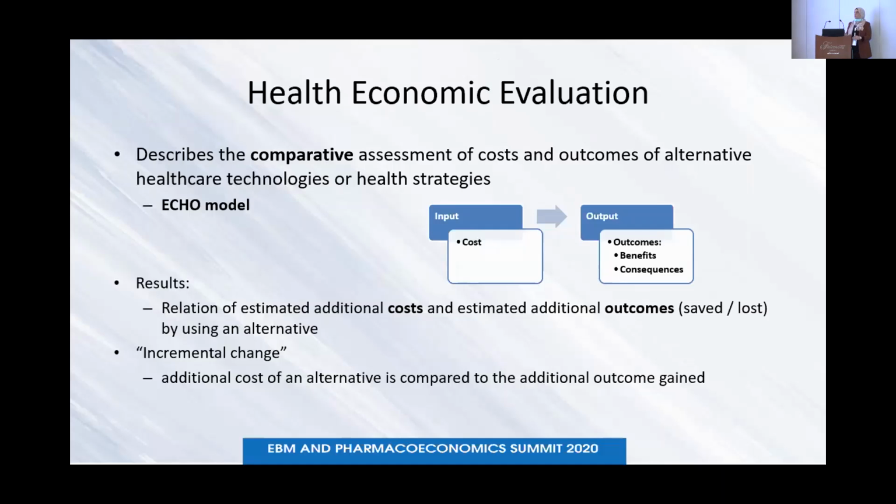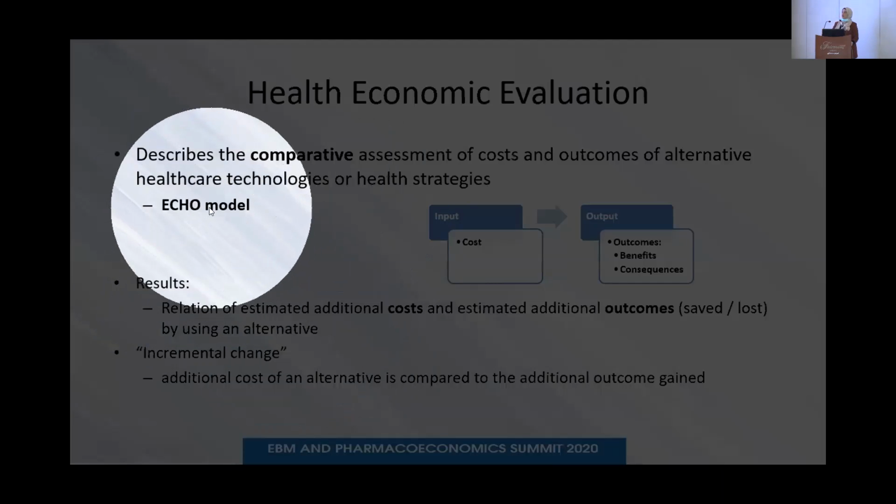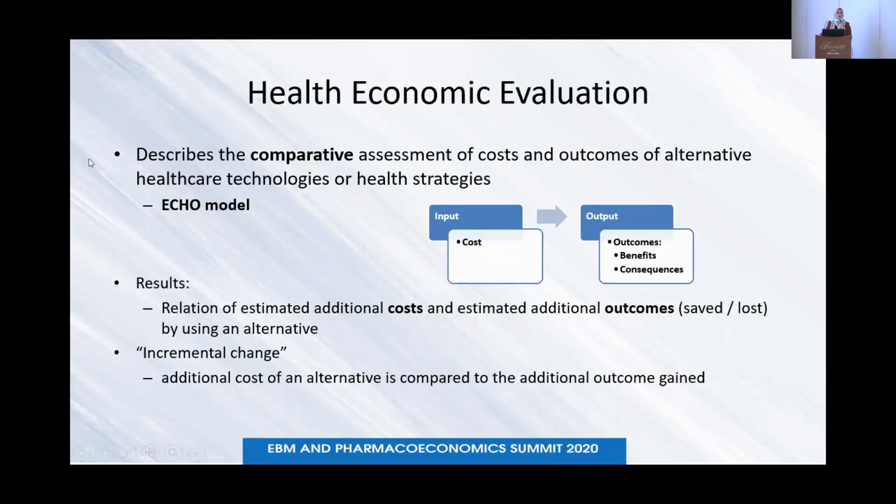In evaluation, we always try to describe the comparative assessment between costs and outcomes. For sure, we use the ECO model, as the ECO model talks about the economic, clinical, and humanistic outcomes that we would care about whenever we offer different options for our patients in the healthcare system.